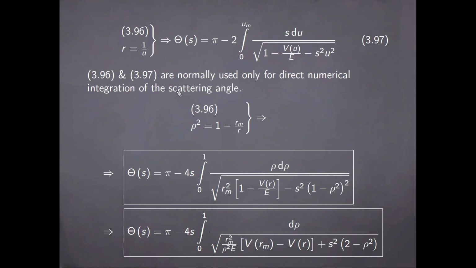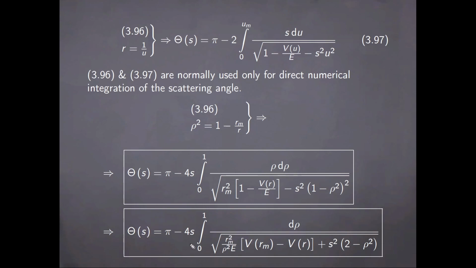And these two expressions are normally used only for direct numerical integration of the scattering angle, though in some specific situations analytical results can also be obtained. Furthermore, from the result 396, we can use the transformation suggested here to find yet two other forms of the scattering angle as a function of the impact parameter, namely the two boxed results here. And these are quite convenient for numerical integration schemes.